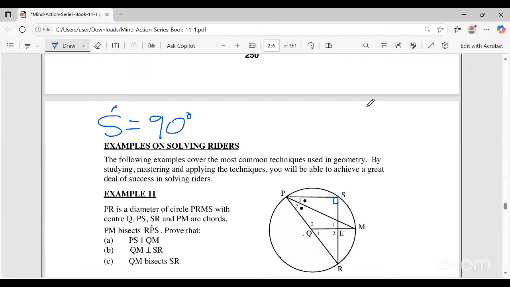It's angle in a semicircle, right? Angle in a semicircle. Yes, sir, I forgot. Yes, you forgot, but it's not a big deal. We learn from our mistakes. And then now what's next?